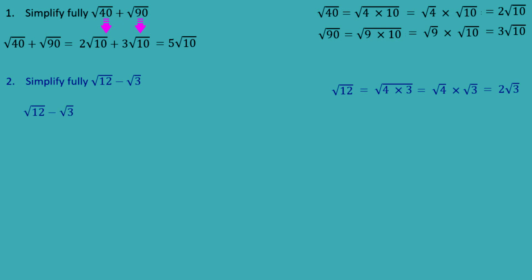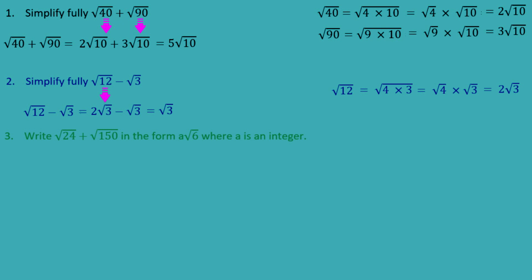Replace root 12 in the calculation with 2 root 3, and we have 2 root 3 minus root 3. This is 2 lots of root 3 minus 1 lot of root 3. So, the answer is simply 1 lot of root 3, i.e. root 3. Question 3 is a more complex question as it asks for the answer in the form a root 6. Don't worry if you are faced with a question like this, as we can use the answer to help us find the highest square factor of the roots.